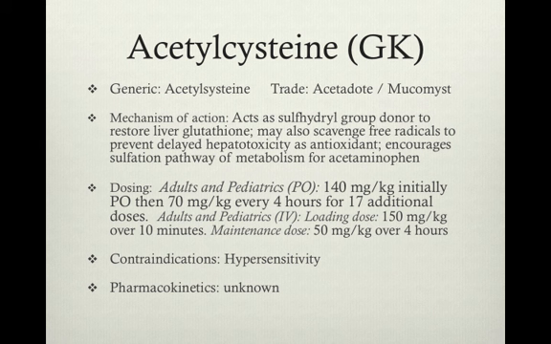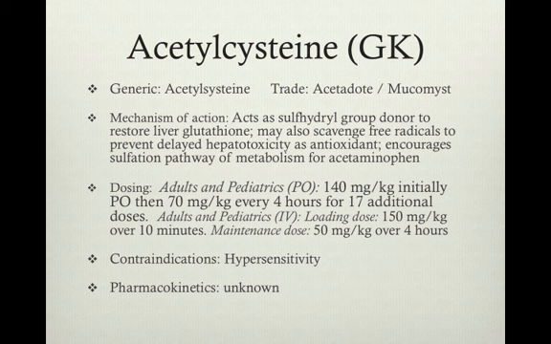what acetaminophen does is it throws you into liver failure. So what this does is this encourages the mucoid secretions of the liver to increase, and it's kind of protective to the liver. So it acts on a sulfonyl group donor to restore liver glutathione. May also scavenge free radicals to prevent delayed hepatotoxicity as antioxidant. Encourages sulfonation pathway of metabolism for acetaminophen. Very simply, this is kind of protective if we get the antidote on board quick enough so that the patients have a good shot at not going into liver failure.